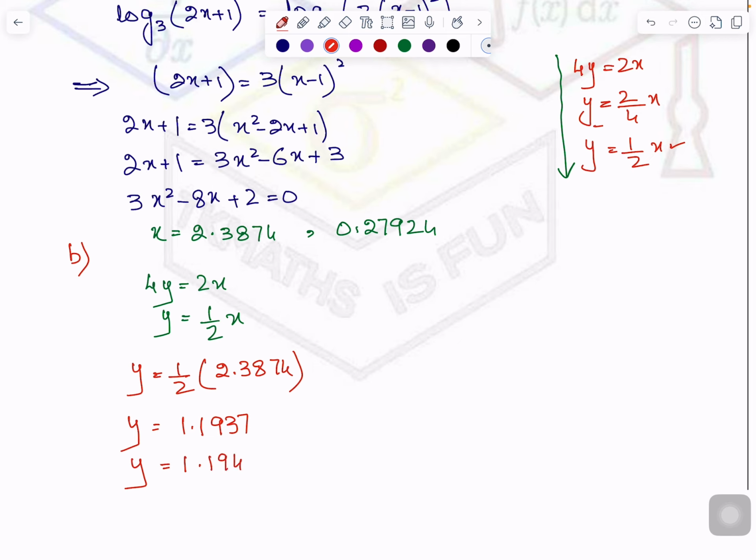And let me substitute this second value also in y, which is half of 0.27924. This will become, calculator please, 0.13962. And in 3 decimal places it is 0.140. Now we have to check, are both answers correct for this solution.